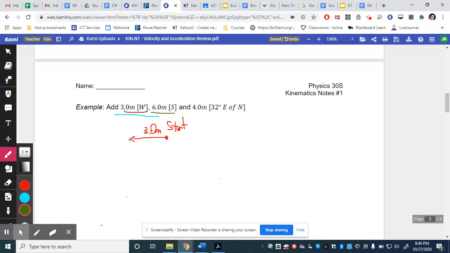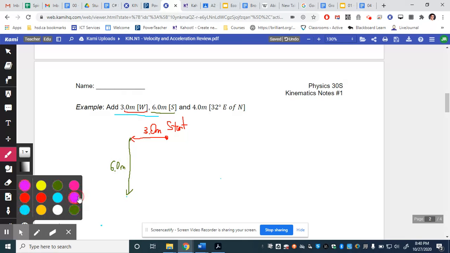Then we've got to do 6 meters south. I'll do that in green. We have to start at the tip of the last vector, and that's the tail of the new one. So we go down here, and I try to make it about twice as long as the 3 because it's 6. There we go. That was south, and I put the 6.0 meters here, and that was 6 meters south.